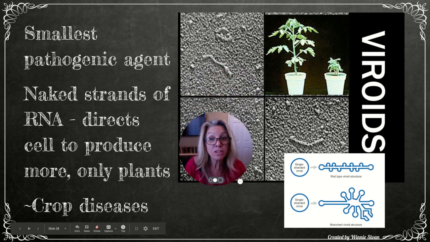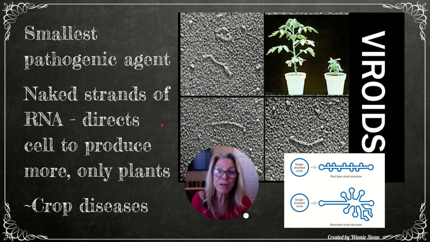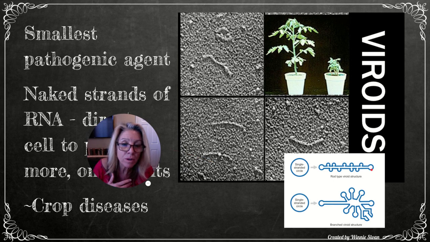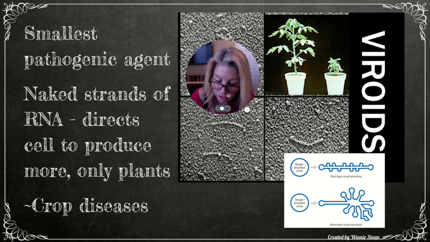All right. Now, there's something even smaller that is also terrible. The smallest pathogenic agent of all is just straight up naked strands of RNA. It doesn't even have a protein capsid. And this affects plants, thank goodness not us. It's still terrible for plant crops, and it directs the cells to make more. So there are terrible crop diseases. Now, this is a naked single strand of RNA, but because it's circular, it will fold. It'll take this circular RNA and it'll fold flat. And that's what you're looking at right here. So this is a plant without a viroid, and this is a plant with a viroid, and it just destroys crops. So on your notes: naked strands of RNA, direct cell to produce more.